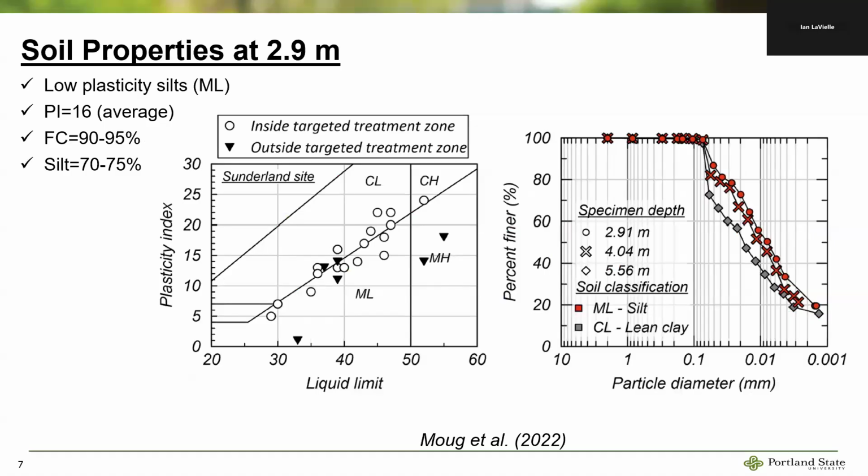Some index properties of the soils I'm talking about: it is a low plasticity silt, ML type soil, with PI ranging around 16 on average, a pretty high fines content of 90 to 95%, and a silt percentage of about 70% or higher.